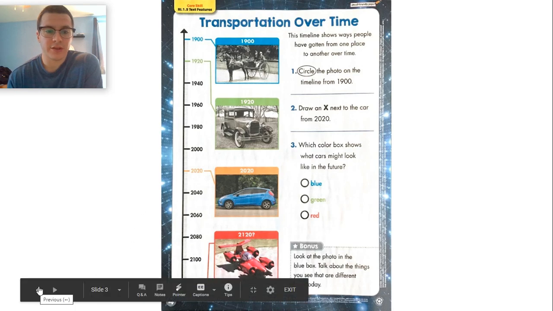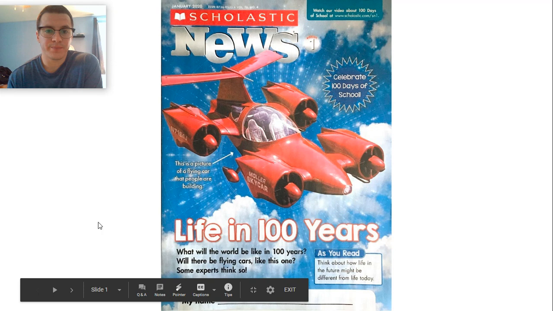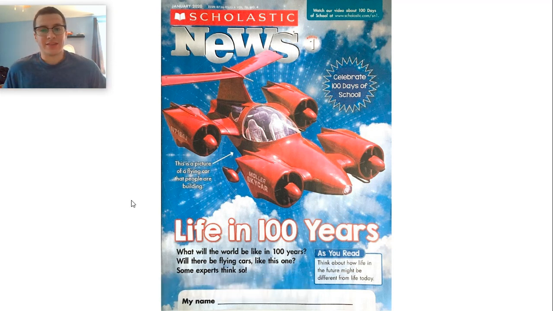So after looking through that article, write down the answer to this question on your piece of paper. What is the genre of the article? Take about 20 seconds to write that down. Go.